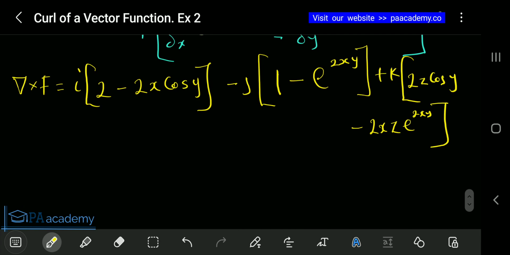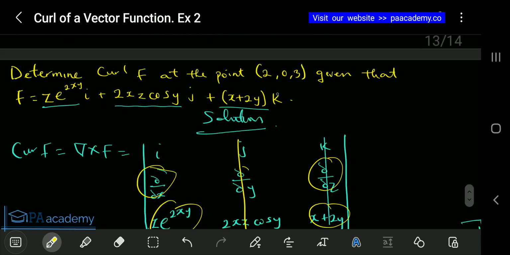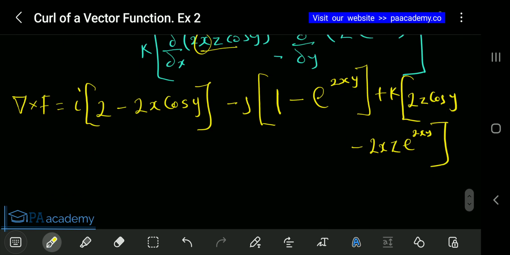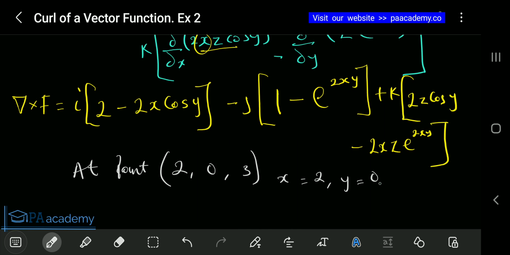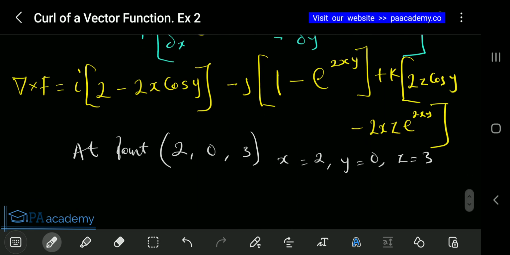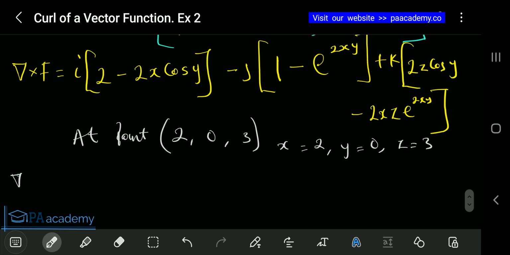All right, at this point, let's recall that we are given the point 2, 0, 3. So that means our x is equal to 2, y is equal to 0, and z is equal to 3. So that means our curl of F will be equal to i. We already have this to be 2 minus. All right, so let's do this.